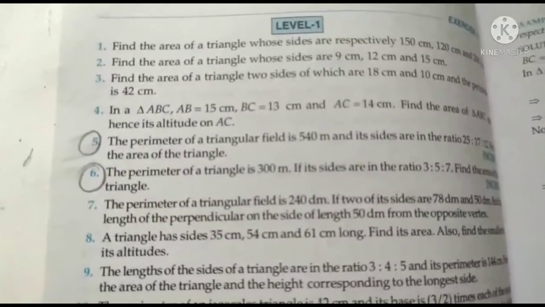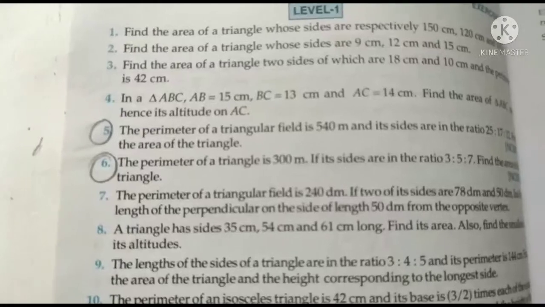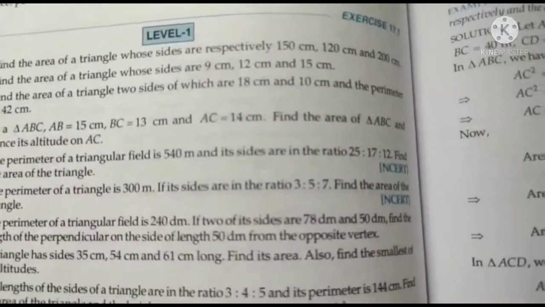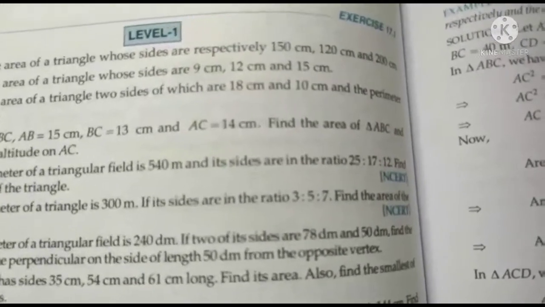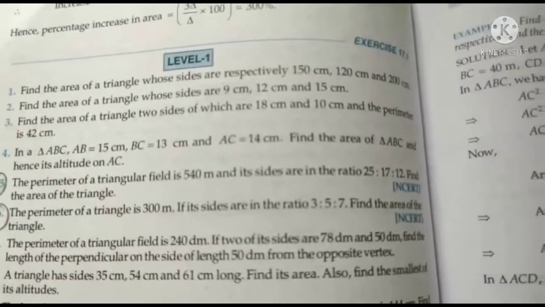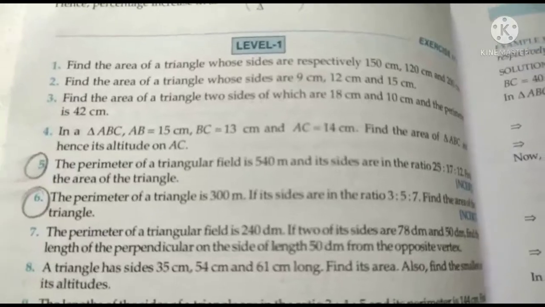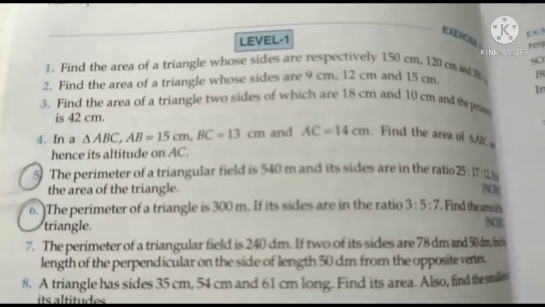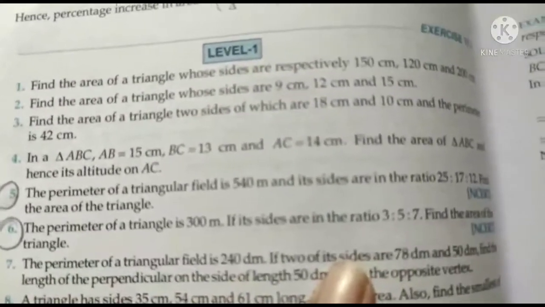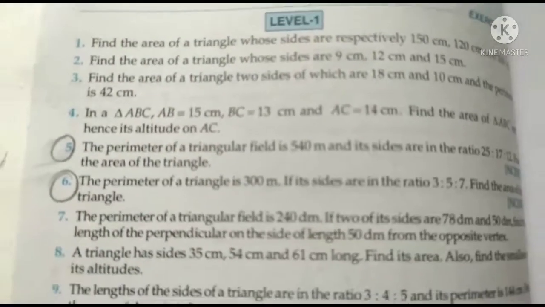So how to find s? S you have to find by a plus b plus c by 2. What is a plus b plus c? ABC has three sides. See here, three sides are given: 150 centimeter, 120 centimeter, 200 centimeter. So let a equal 150 centimeter, let b equal 120 centimeter, let c equal 200 centimeter. Now the semi-perimeter of triangle, you have to draw a triangle or any triangle ABC. You have to write a plus b plus c by 2 is equal to s. So by adding this, 150 plus 120 plus 200 by 2, what you will get, I am showing on the board.